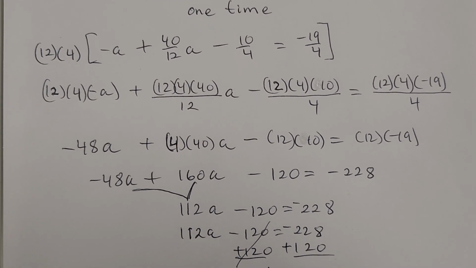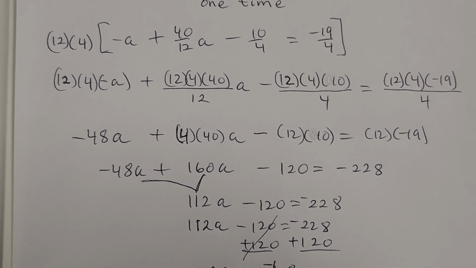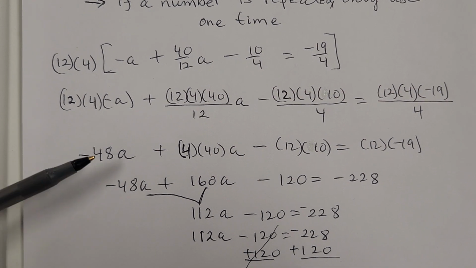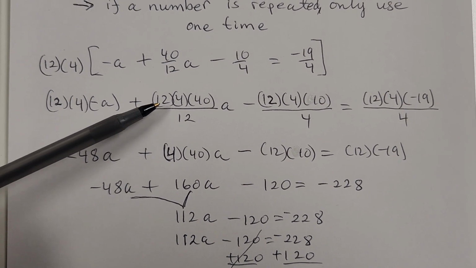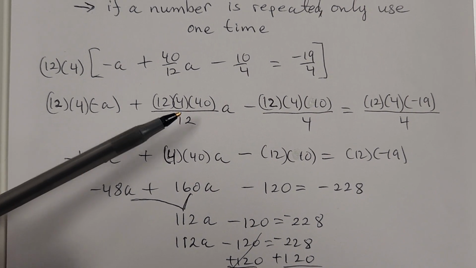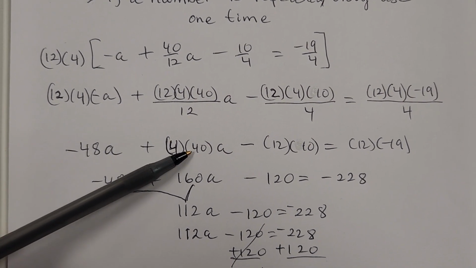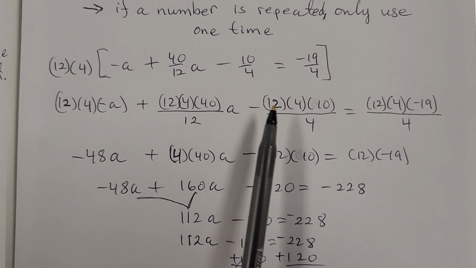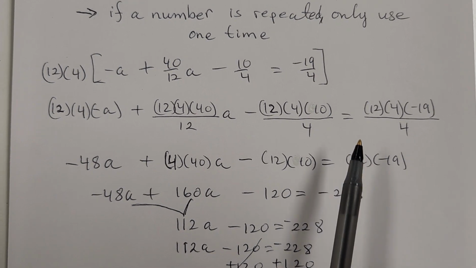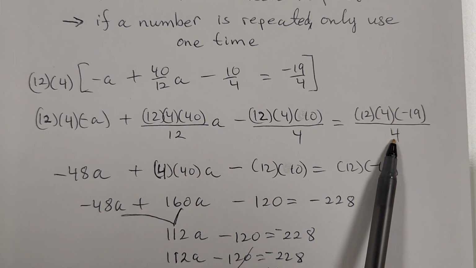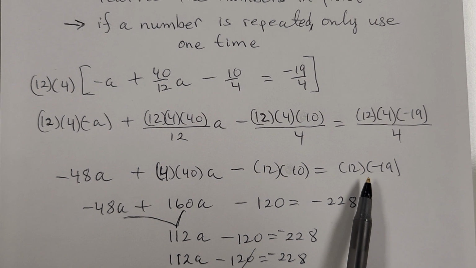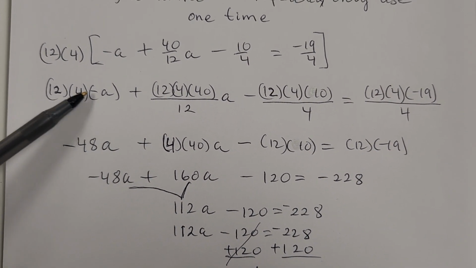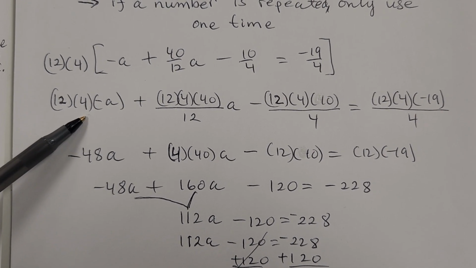Next, we will cancel whatever looks the same. So here, there's nothing to cancel. So 12 times 4 gives me negative 48. Here, this 12 and this 12 are canceled. So I bring down the 4 and the 40. Okay. Over here, this 4 and this 4 are canceled. So I have 12 and 10. Over here, this 4 and this 4 cancel. So 12 and negative 19 left.